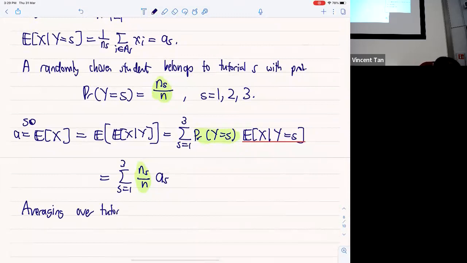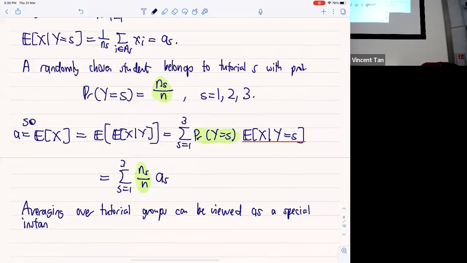So the point here is that averaging over tutorial groups can be viewed as a special instance of the law of iterated expectations.